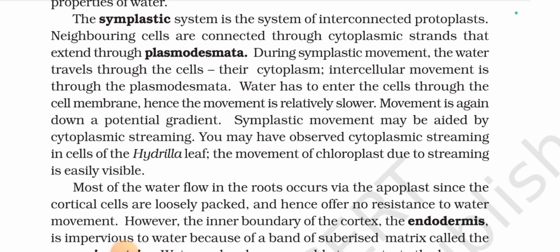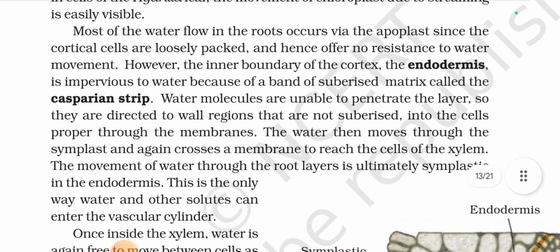ठीक है. Most of the water flow in the roots occurs via the apoplast since the cortical cells are loosely packed and hence offer no resistance to water movement. However, the inner boundary of the cortex, the endodermis, is impervious to water because of a band of suberized matrix called Casparian strip. Suberized है, suberin protein का ये बना होता है.